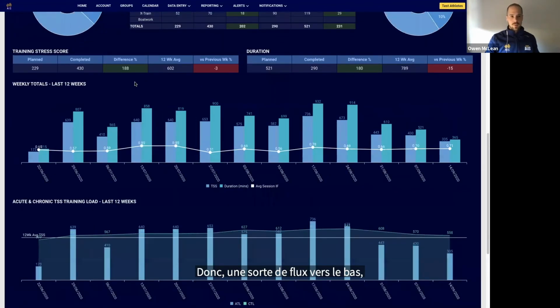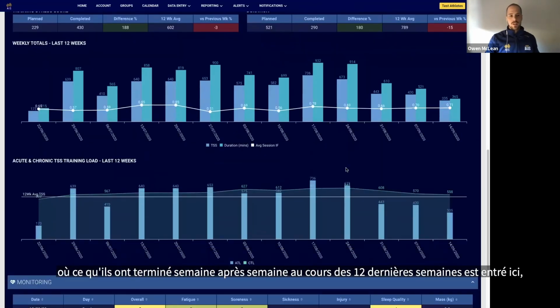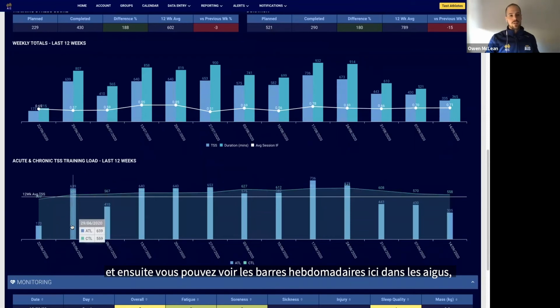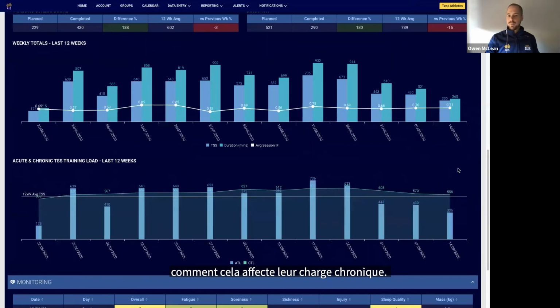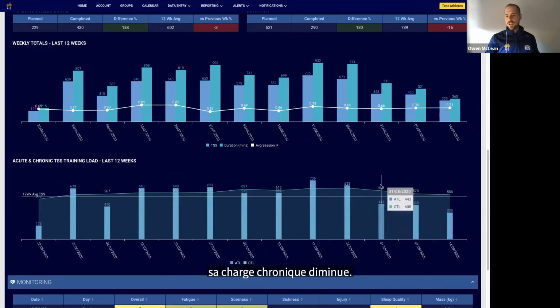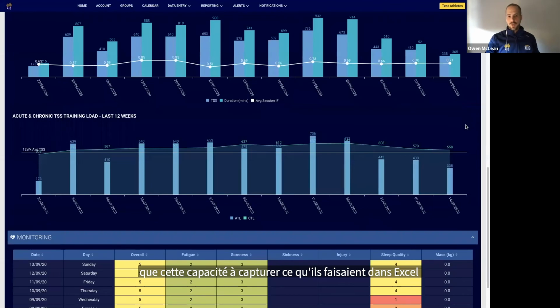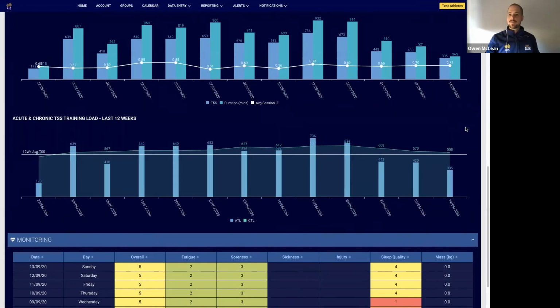So it sort of flows down, where what they've completed is week to week for the last 12 weeks here. And then you can see the weekly bars here in the acute, how it's affecting their chronic load. So you can see that this fake athlete has lost a bit of training in the last couple of weeks, so their chronic load's coming down. But yeah, I think, like Jeff said, just the ability to capture what it was that they were doing in Excel and be able to visually represent it here in the dashboard just creates some massive time savings for them.